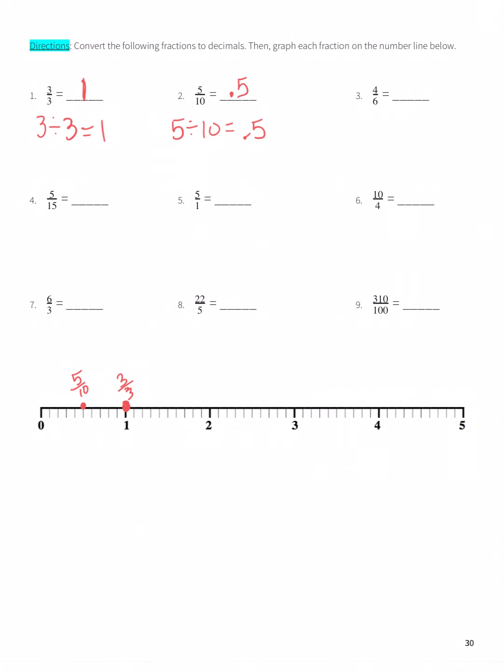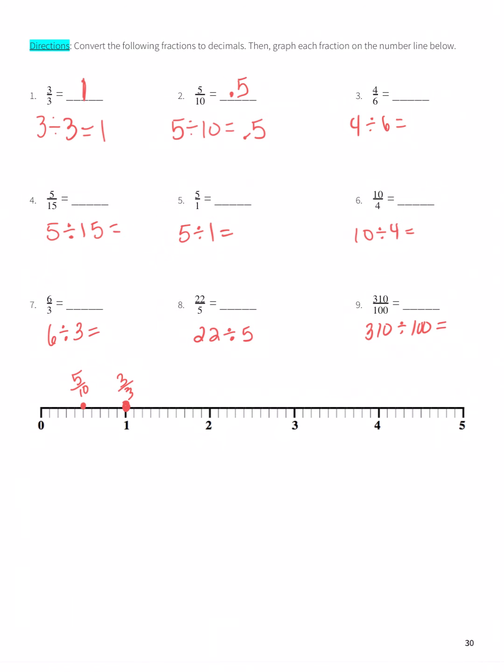Okay? So what you're going to do right now is pause the video and change all of these fractions to decimals and then put them on the number line. How do you change a fraction to a decimal? You divide the numerator by the denominator. Okay, hopefully you tried these and let's see how it went.